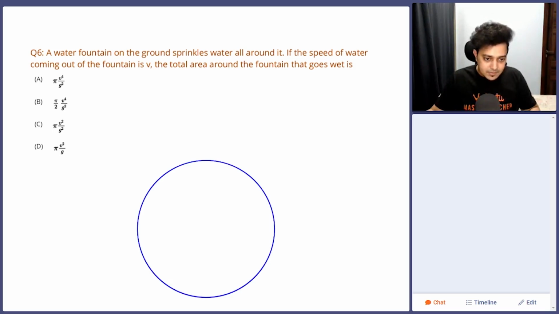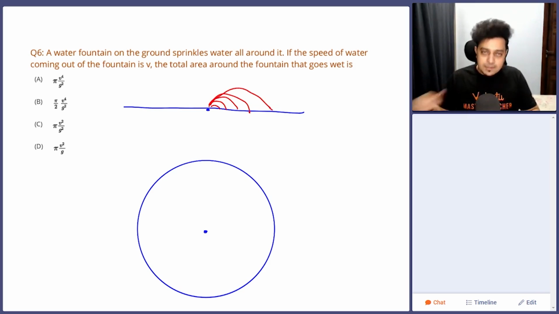Like this, and this is where the fountain head is. If I show you the ground view, this is the ground. So water will travel and be sprinkled at various angles. The maximum or farthest water will go is basically the maximum range. And when do we get maximum range? When the angle is 45 degrees. The same will happen on this side as well.